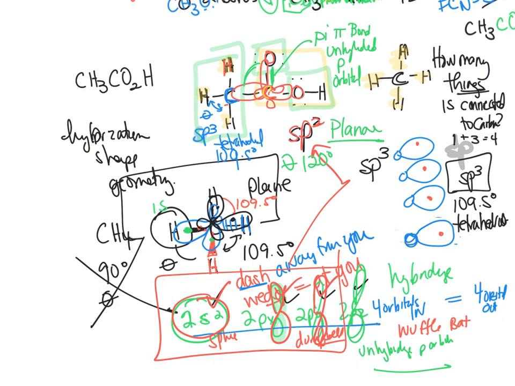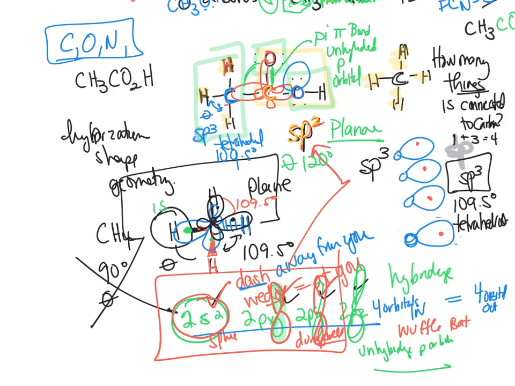Okay, so this carbon here is sp2. This oxygen, so what elements do you have to worry about hybridization? Carbon, oxygen, nitrogen. Those are basically it. Okay, carbon, oxygen, nitrogen. So this oxygen, it has how many things?